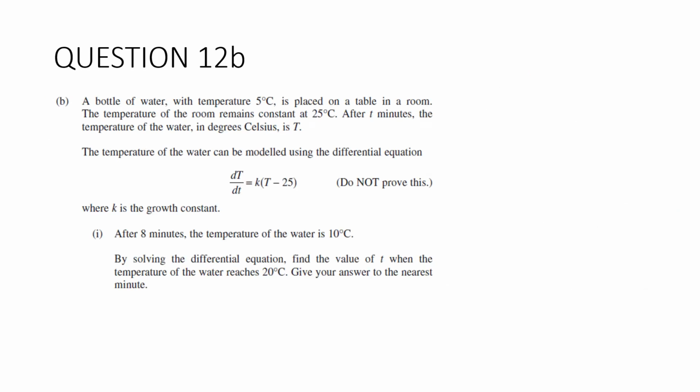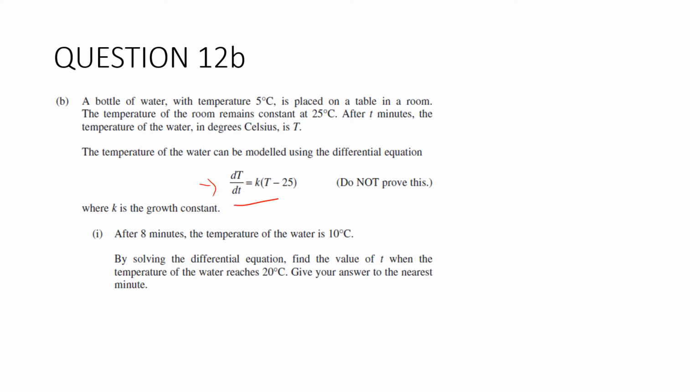12b. A bottle of water with temperature 5 degrees is placed on a table in a room. The temperature of the room remains constant, 25 degrees Celsius. After t minutes, the temperature of the water in degrees Celsius is capital T. The temperature of the water can be modelled using the differential equation here. K is the growth constant. After 8 minutes, the temperature of the water is 10 degrees Celsius. By solving the differential equation, give the value of t when the temperature of the water reaches 20 degrees and give your answer to the nearest minute.